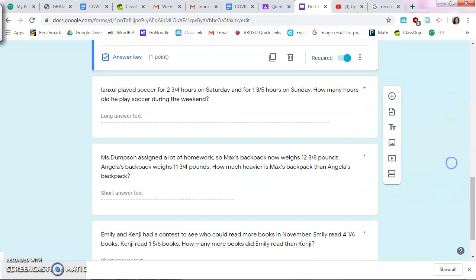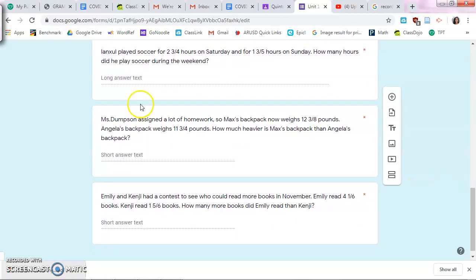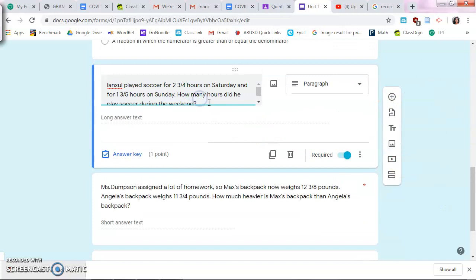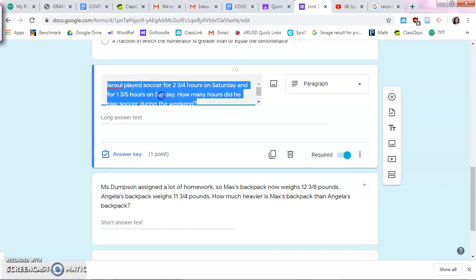Okay, now let's go into the word problems. This one says Jan played soccer for 2 3/4 hours on Saturday and 1 3/5 hours on Sunday. How many hours did he play during the weekend? This one right here doesn't say total, but basically we're trying to find the total amount of soccer that he played over the weekend. So you know that if you're finding the total, then you're going to need to add.